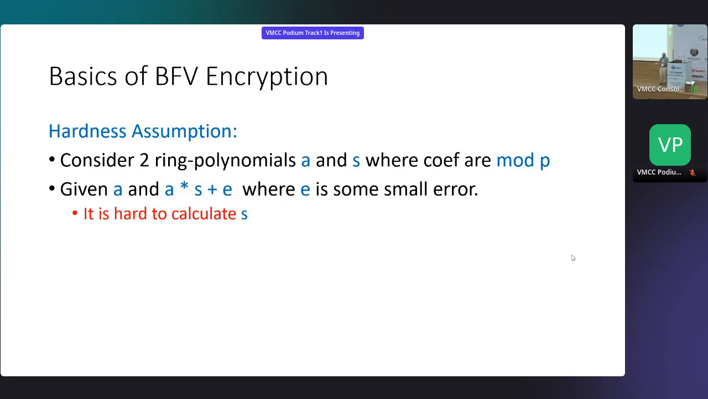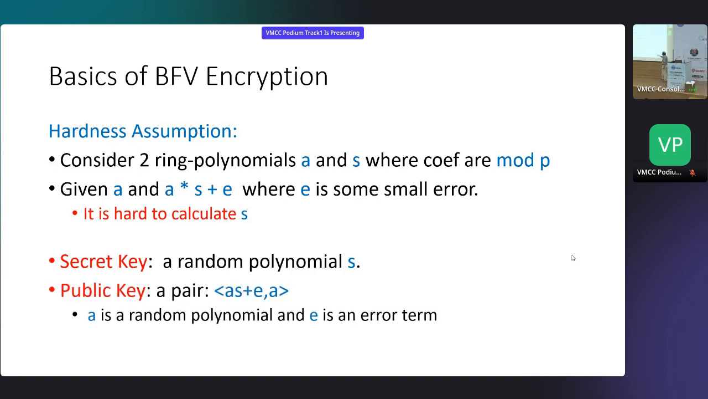The assumption is, you have to pick A and S so that it's hard to calculate S given the multiplication of A times S. This is always the problem in encryption: you give two numbers and they can be factors, but you don't know how to factor them because those are very big numbers. So the secret key is the random polynomial S, and the public key is going to be the multiplication of A times S plus E, and the A. So this is the public key, and what is hidden, what only the knower of the secret for the decryption has, is S.